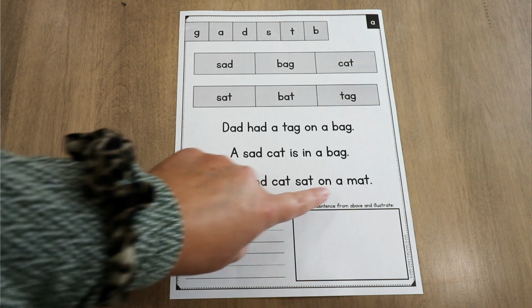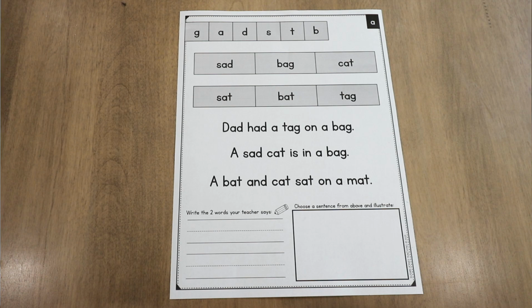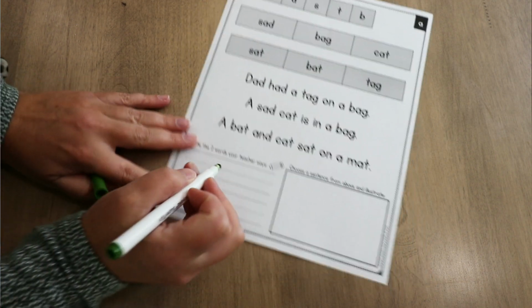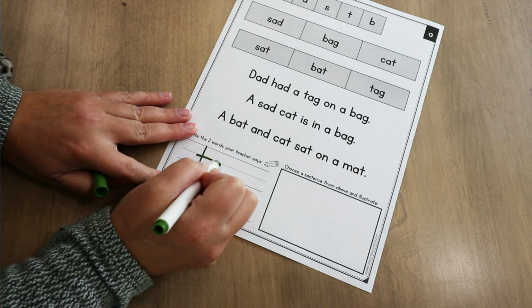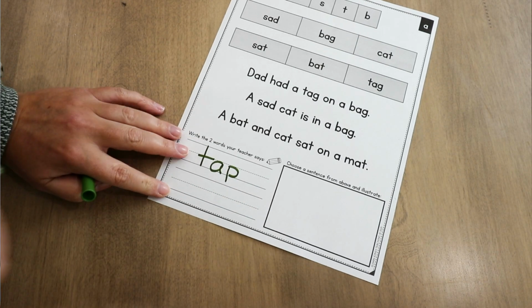They will go into reading some decodable sentences where all 6 of those words are down in those sentences as well. After they go ahead and read all 3 sentences, there is a place for students to practice encoding some words by writing down 2 words that my teacher says.